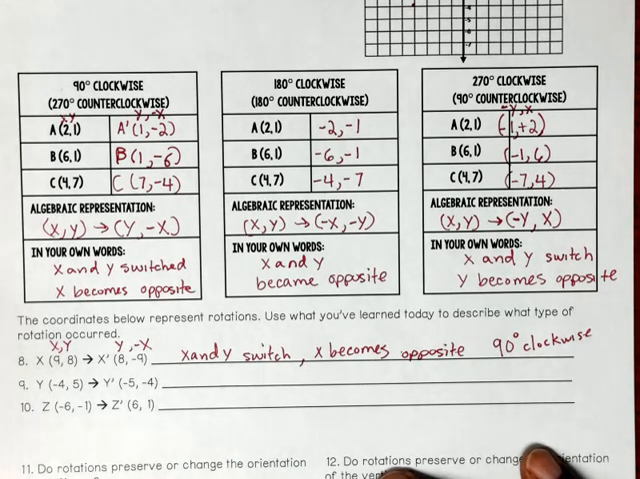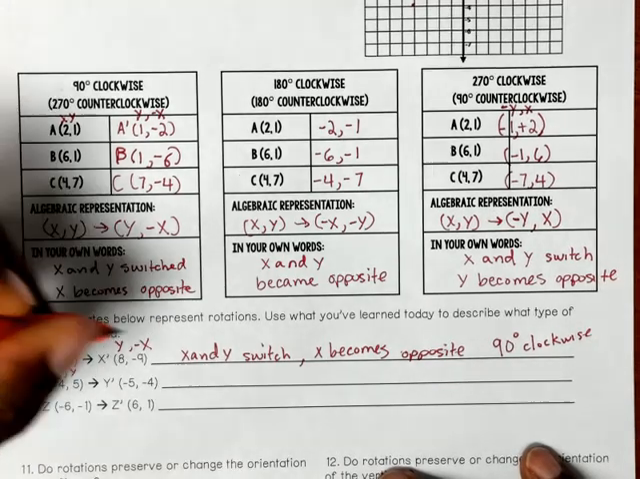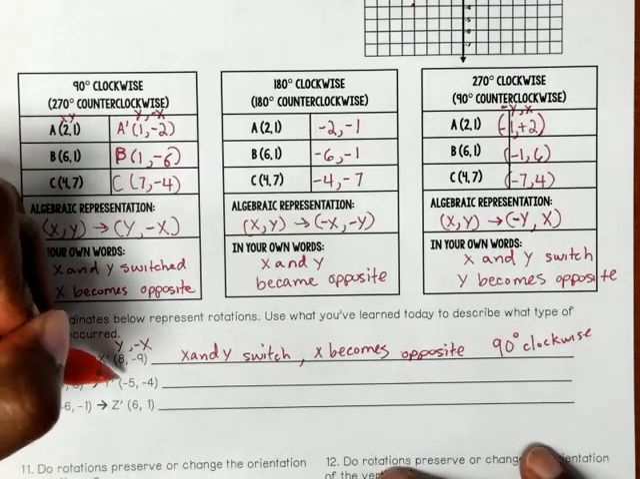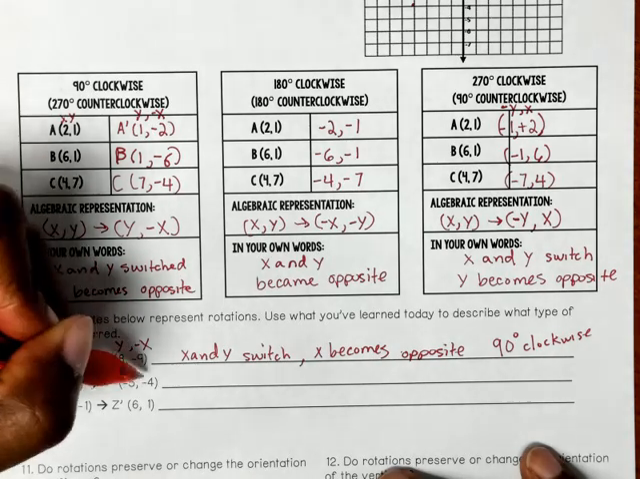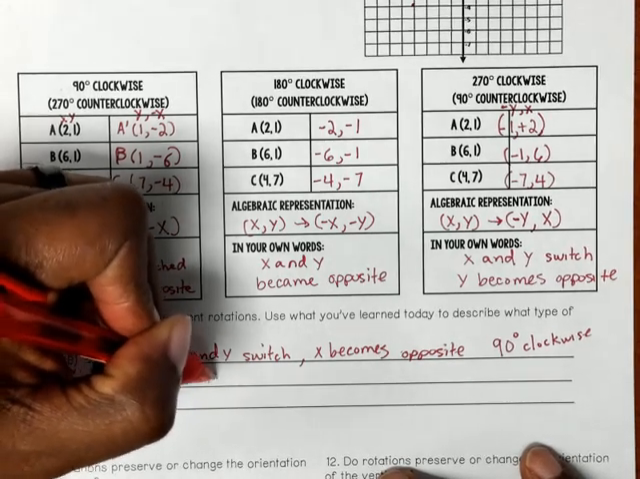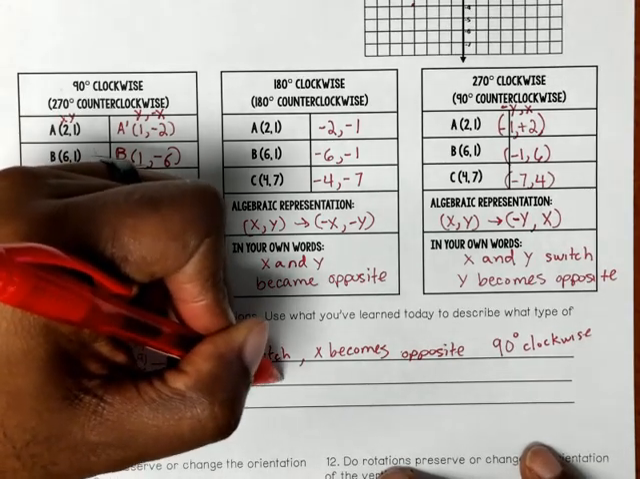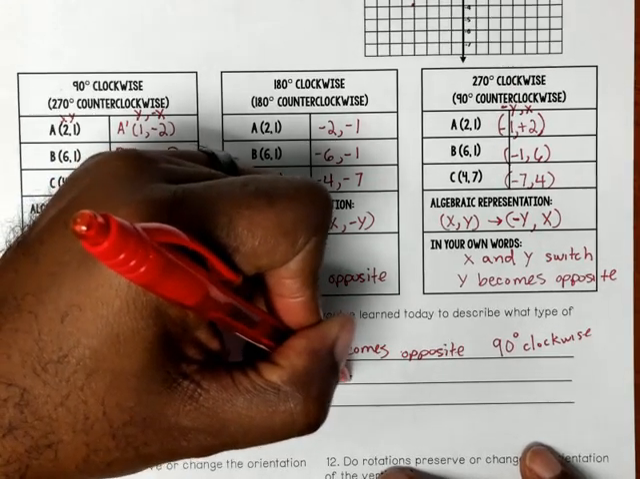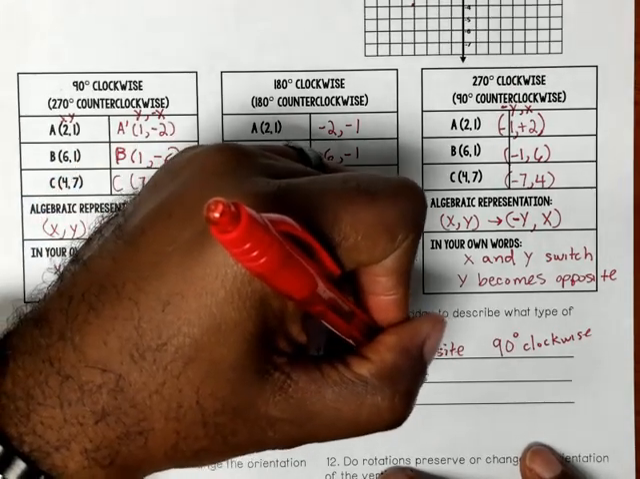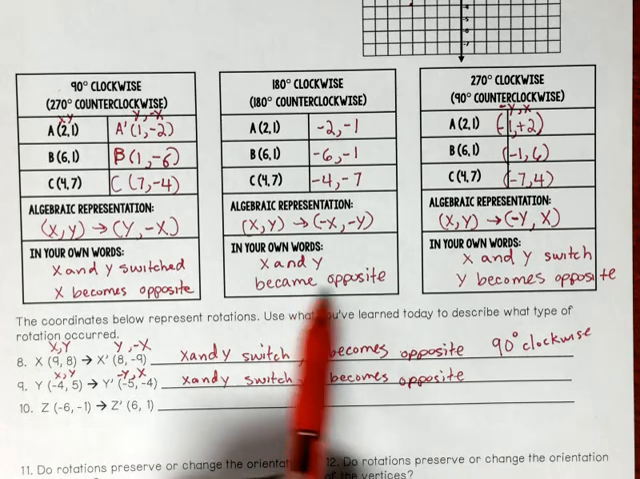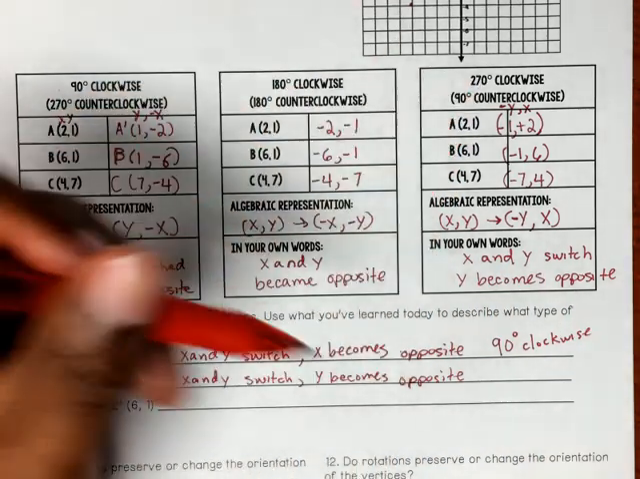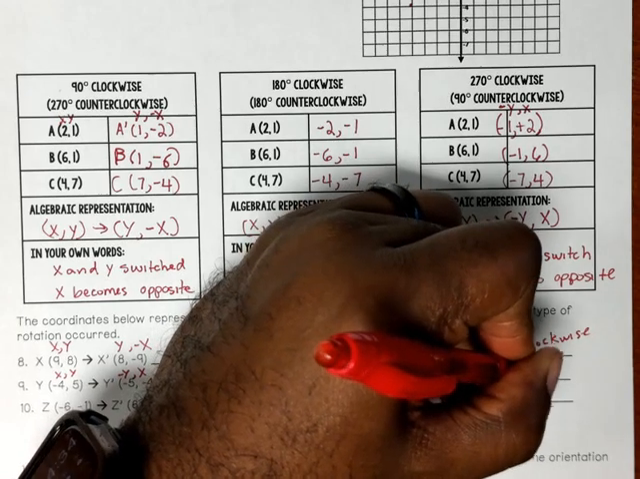Let's look at number 9. We have -4, comma 5 becomes -5, comma -4. So in this case, we have X, comma Y, that becomes Y switches and changes sign, so that's a -Y, and X stays the same. So X and Y switch, and Y becomes opposite. So which rotation is that? X and Y switch, Y becomes opposite, 270 clockwise. So that's 270 degrees clockwise.